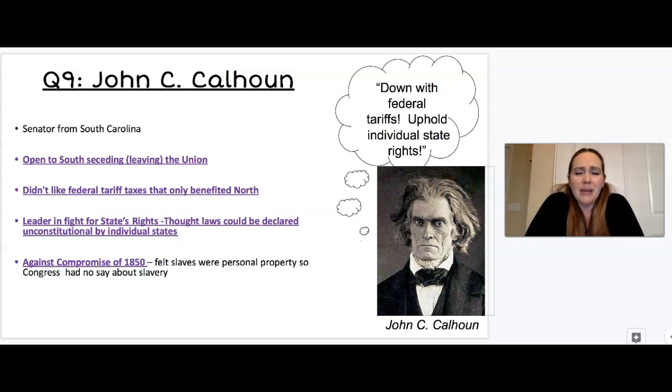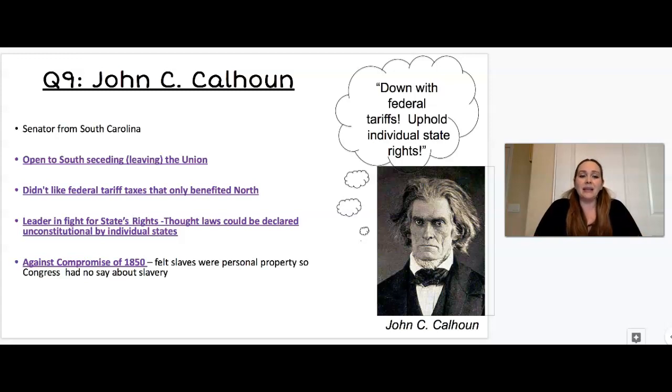John C. Calhoun was a big advocate against the federal tariff taxes. They thought really and truly it only benefited the North. It's a crock that the South should have to suffer while the North is getting all these railroad tracks and upgrades to factories and roads put in and all this stuff. And the South really wasn't. They were kind of getting the short end of the stick there. It's true. And so John C. Calhoun became a big believer in states' rights. Okay, guys? Understand that term, states' rights.